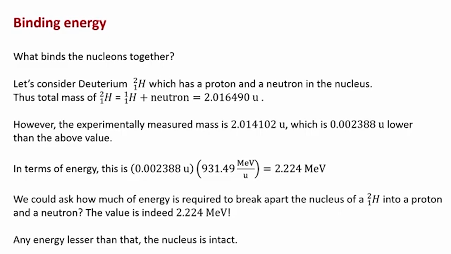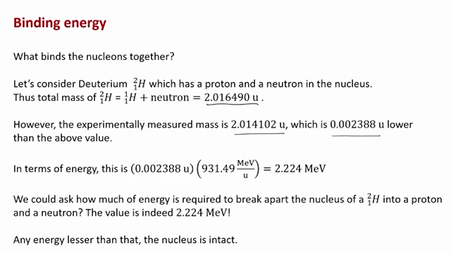So let's consider deuterium as an example, which is 1H2, which has a proton and a neutron in the nucleus. So the total mass of a deuterium is equal to 1H1, which is a hydrogen, plus a neutron, which is equal to 2.016490 units. However, the experimentally measured value is found to be slightly less, which is 2.014102 atomic units, about 0.002388 units lower than the value that we have quoted above. This is the experimental value for the deuterium nucleus.